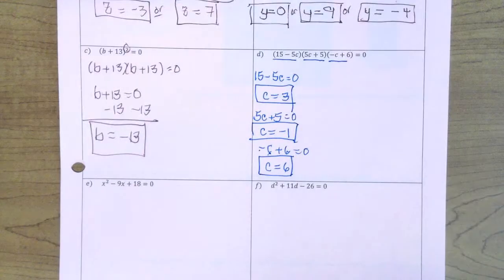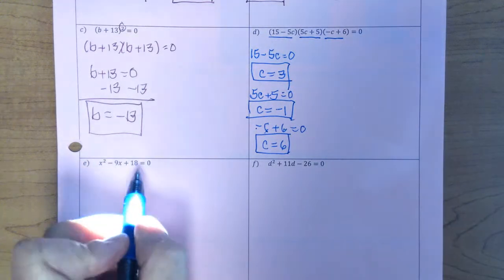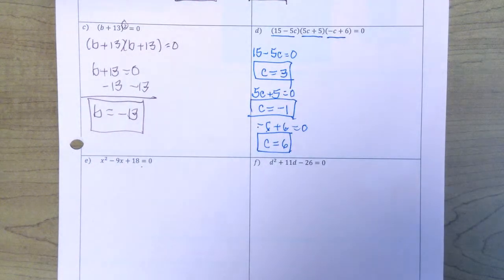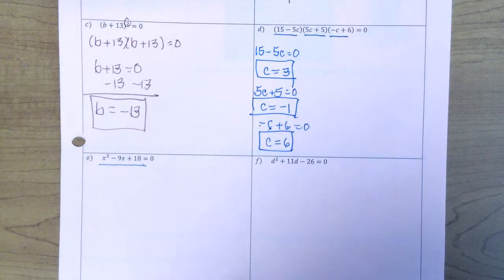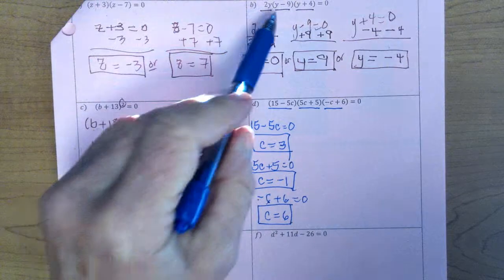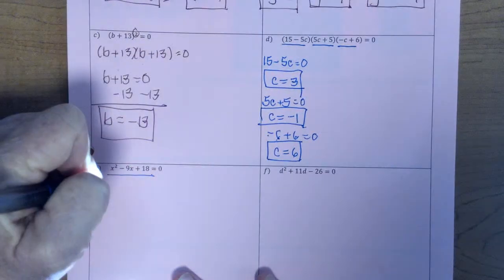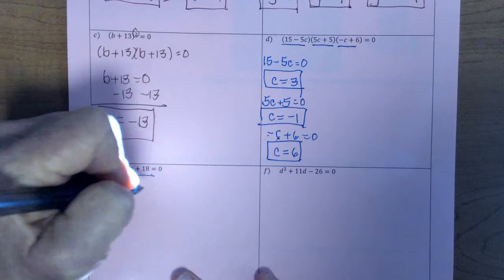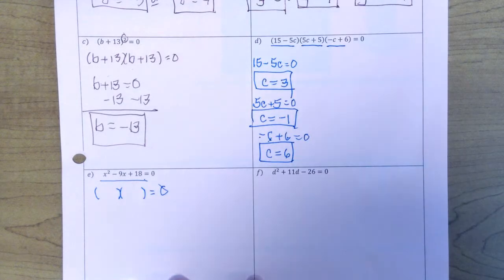Okay, moving on to letter E, you're going to notice that I now have a polynomial, a trinomial, and I know that it's equal to 0. So I can't solve it looking like this. How have we solved every single problem up here? They need to be in factored form. So that means I need to factor this polynomial and make it equal to 0.